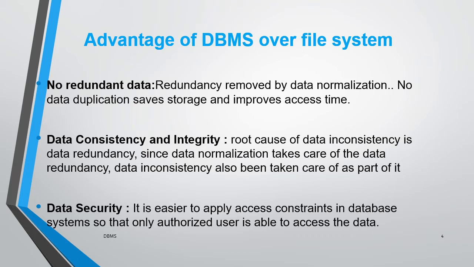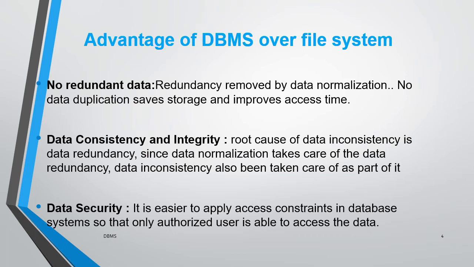Data consistency and integrity. The root cause of data inconsistency is data redundancy. Since data normalization takes care of data redundancy, data inconsistency is also taken care of as part of it. Since there will be no redundant data, which is done by data normalization, there will be no inconsistency, and no inconsistency will be better if you have all the data in one place.